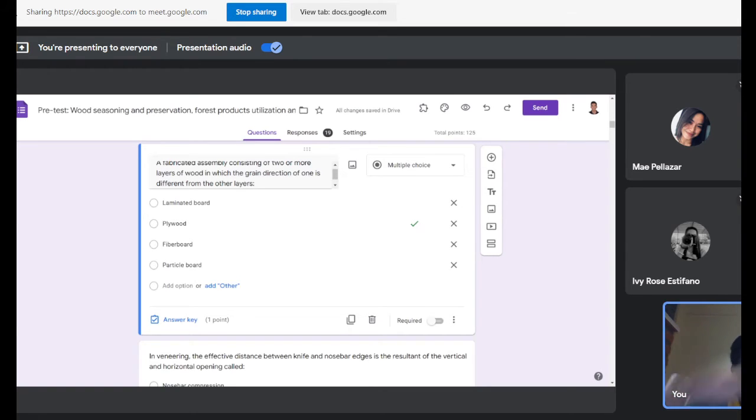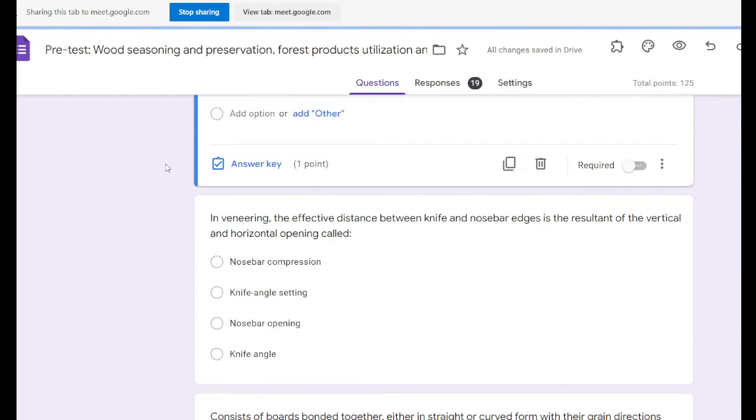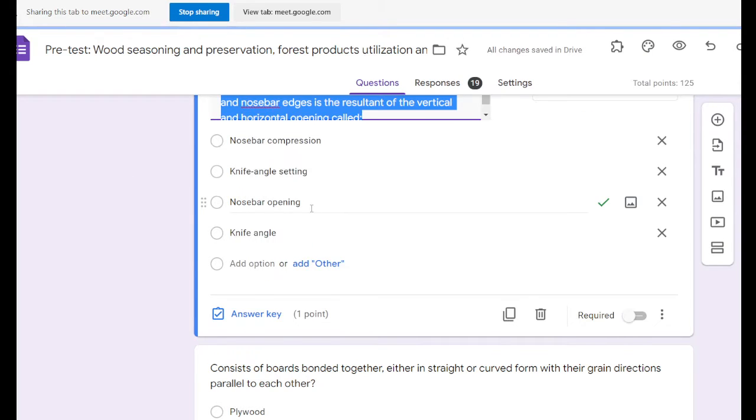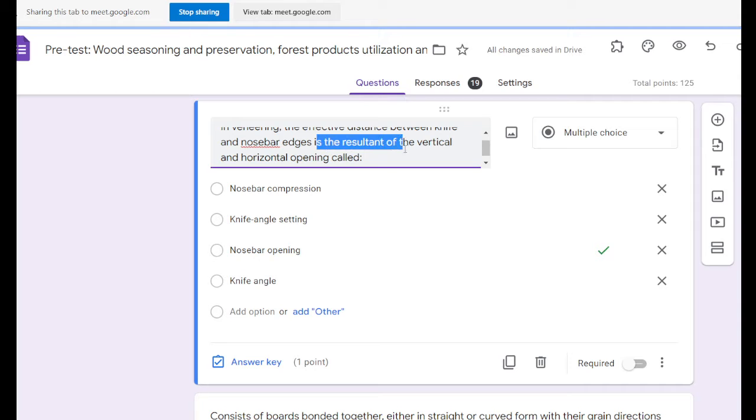So, ina na ang plywood. Okay? The grain direction of the next layer is perpendicular to the other layers, adjacent layers. So, the answer for this question is plywood. In veneering, the effective distance between knife and nose bar edges is the resultant of the vertical and horizontal opening called. The answer for this question is nose bar opening. Okay? It's the effective distance between the knife and nose bar edges, resultant of the vertical and horizontal opening.